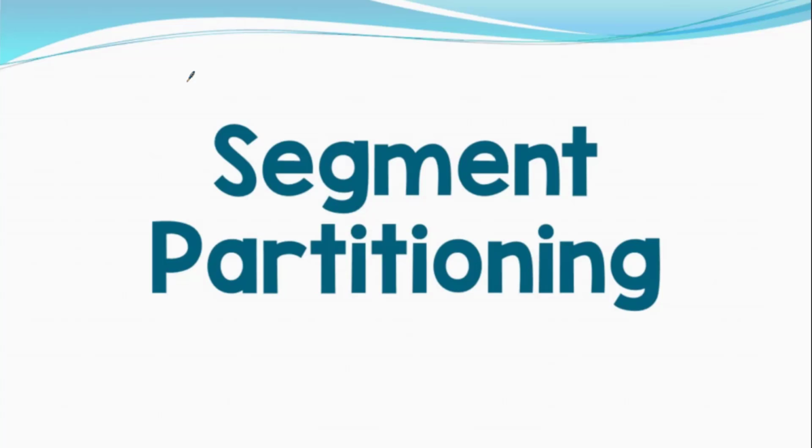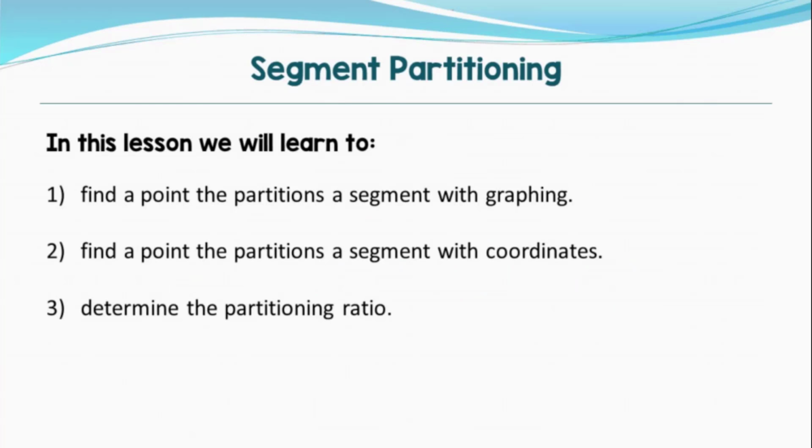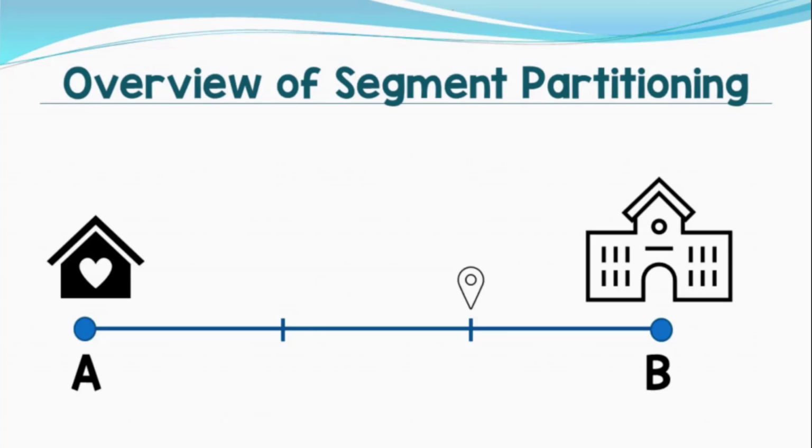In this lesson, we're going to learn about segment partitioning. Specifically, we're going to learn how to find a point that partitions a segment with graphing, and then with coordinates, and then how to determine the partitioning ratio. So let's talk about what all that means.